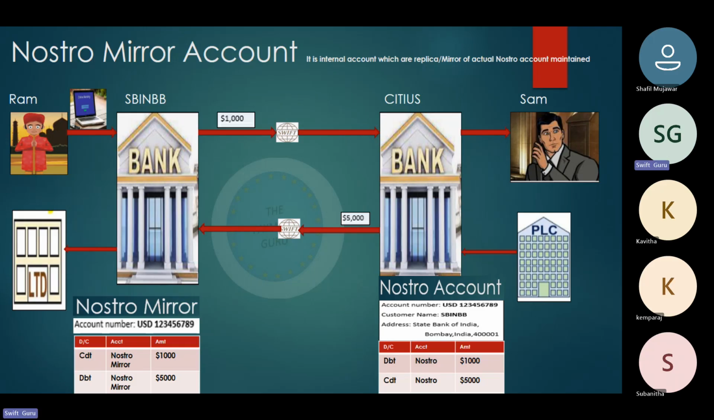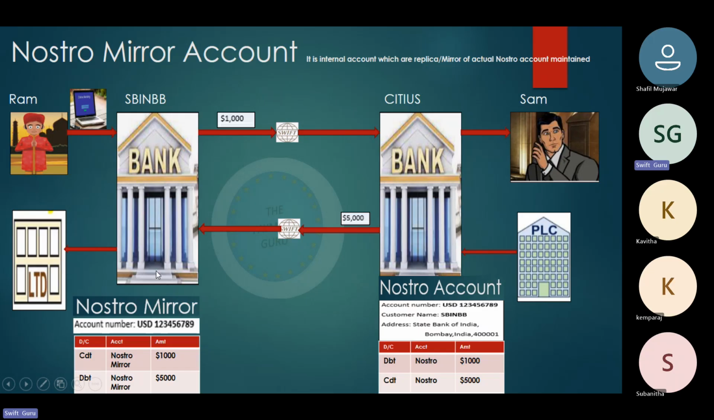Okay, so let's learn about the Nostro mirror account. Already we know that the State Bank of India holds a Nostro account here, wherein they have the real funds. Actual money is in this account, where the debit and credit happens. But State Bank of India will maintain one internal account where they will post all the transaction entries internally as well.